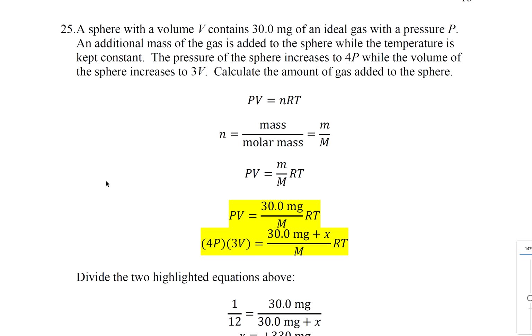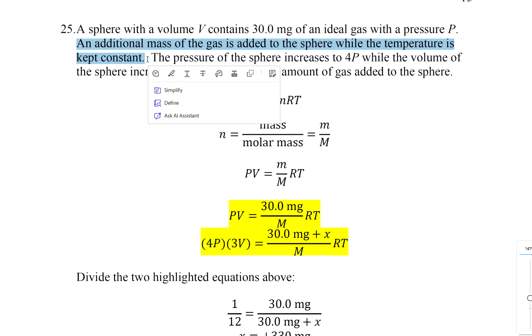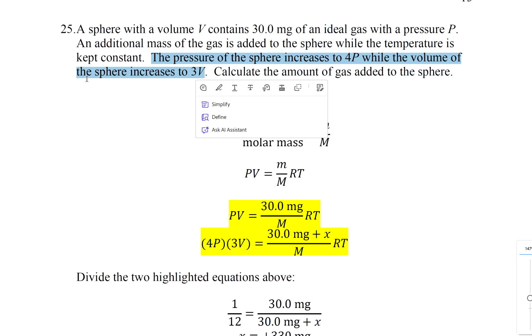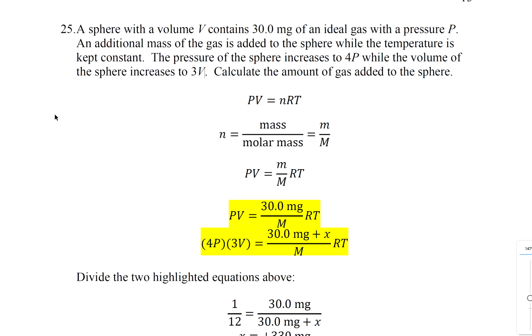Sorry, one more. A sphere with a volume V contains 30 milligrams of an ideal gas with a pressure P. An additional mass of the gas is added to the sphere while the temperature is kept constant. So the additional mass is going to be 30 milligrams plus X. The pressure of the sphere increases to 4P, while the volume of the sphere increases to 3V. Calculate the amount of gas added to the sphere.